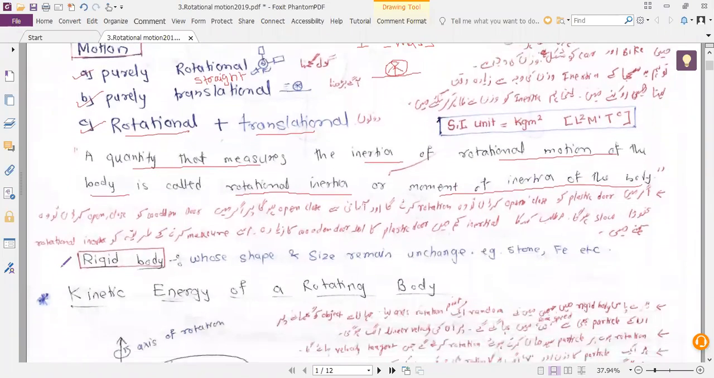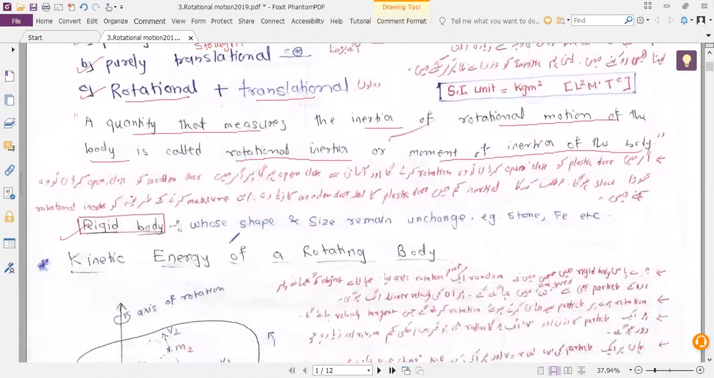Now, second is a rigid body. What is a rigid body? Any body whose shape and size remain unchanged. We cannot change their shape and size. Examples: stone, iron, etc. All solid materials are rigid body materials.